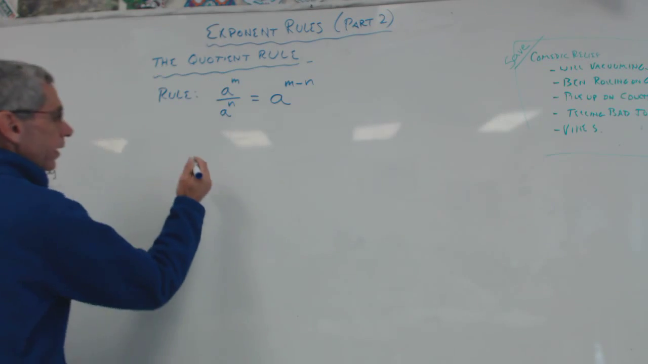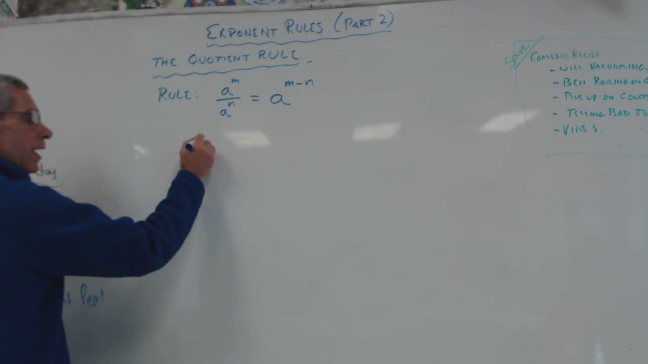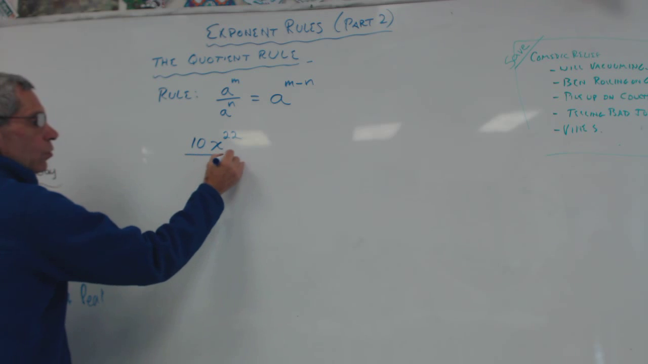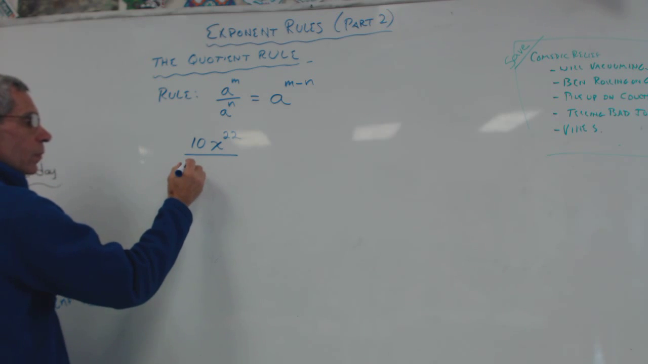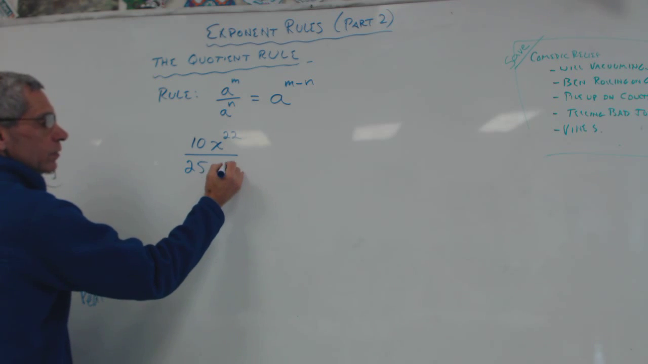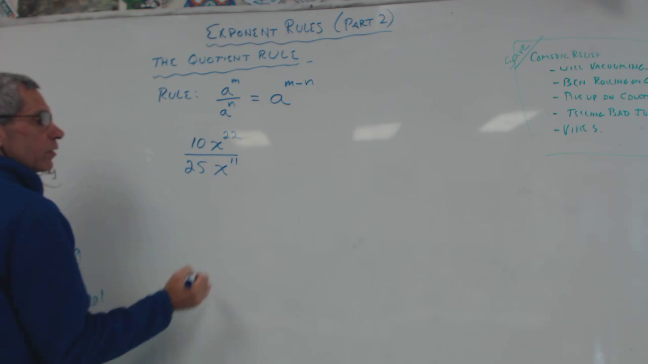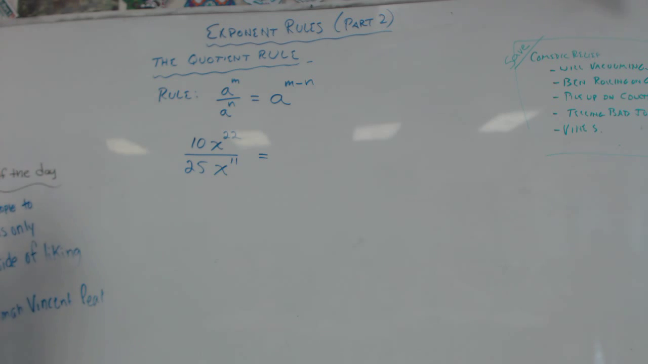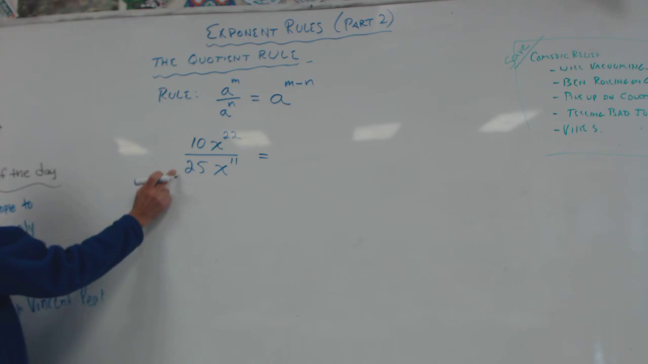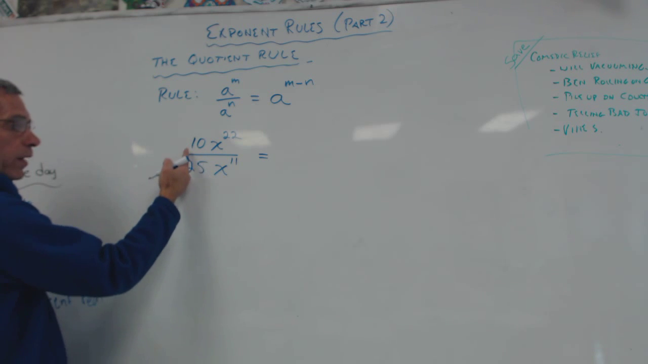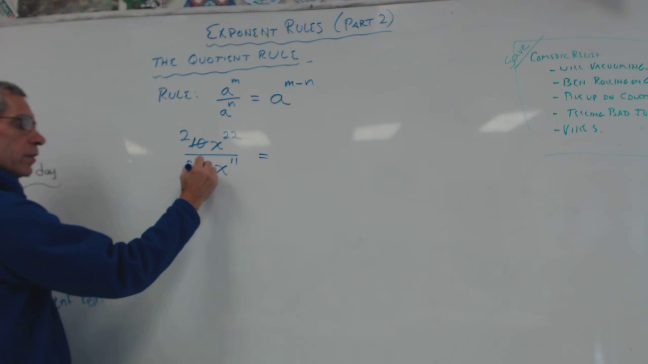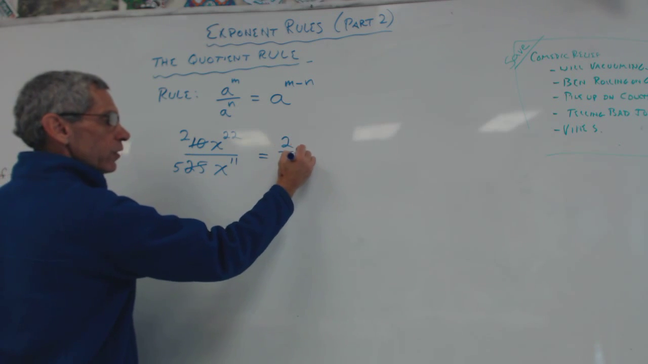All right, here we go. Let's try 10x to the 22nd over, how about 25x to the 11th? So first of all, I ignore my x's completely. I just look at my 10 over 25. What can I divide both by? 5. So 10 divided by 5 is 2. 25 divided by 5 is 5. So I immediately write my 2/5 over here.